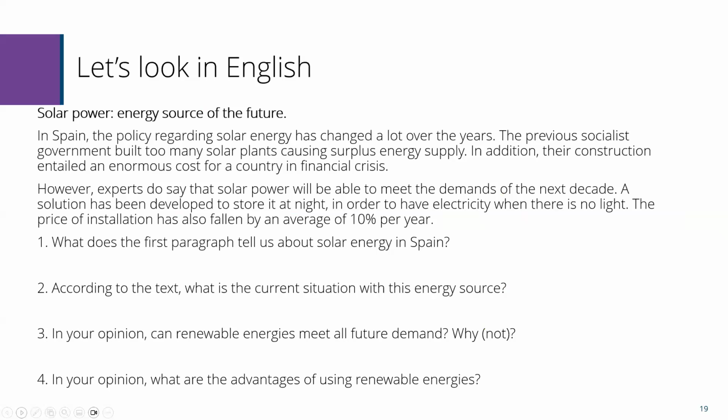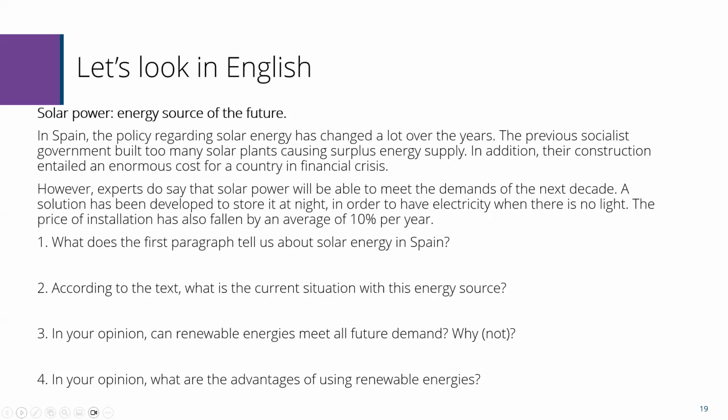So if we have a look at it in English now, we've got our example. This was the text you saw, but I've just translated it into English. So in Spain, the policy regarding solar energy has changed a lot over the years. The previous socialist government built too many solar plants, causing surplus energy supply. In addition, their construction entailed an enormous cost for a country in financial crisis. However, experts do say that solar power will be able to meet the demands of the next decade. A solution has been developed to store it at night in order to have electricity when there's no light. The price of installation has also fallen by an average of 10% per year.